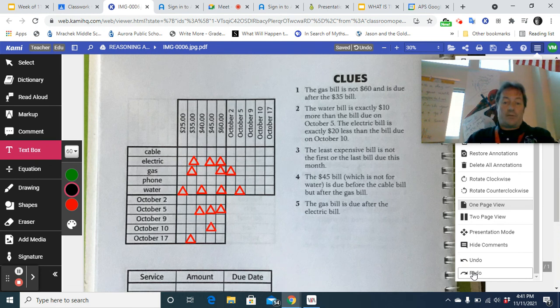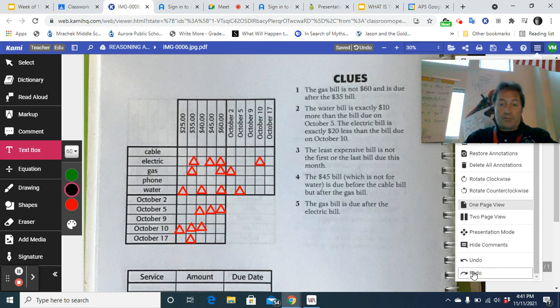Same note, we're going to take out the things that can't be $20 more than something now. So that means we're going to take out the $40, the $35, and the $25 because those are not $20 more than anything. 45 is 20 more than 25, 60 is 20 more than 40.